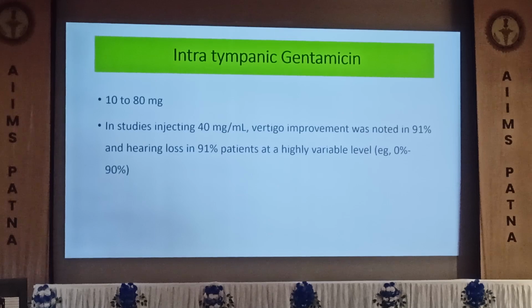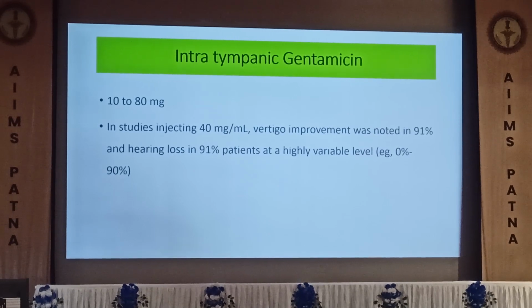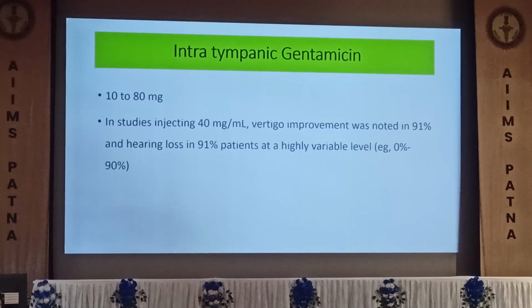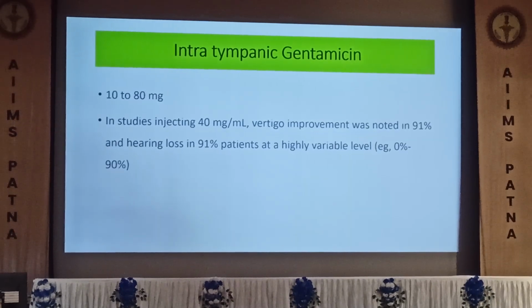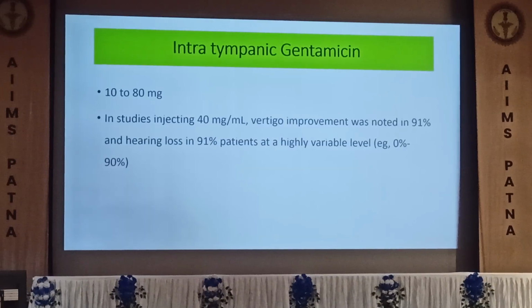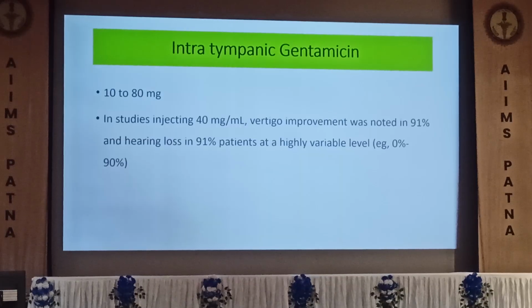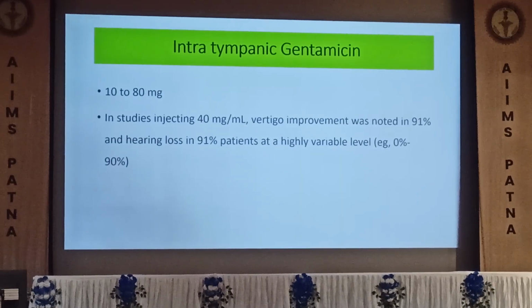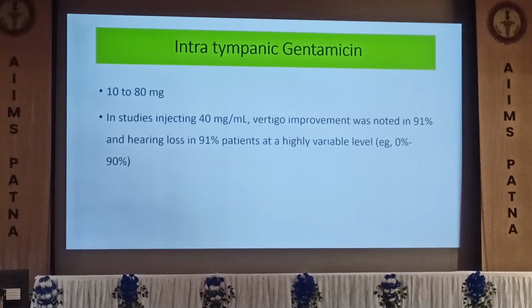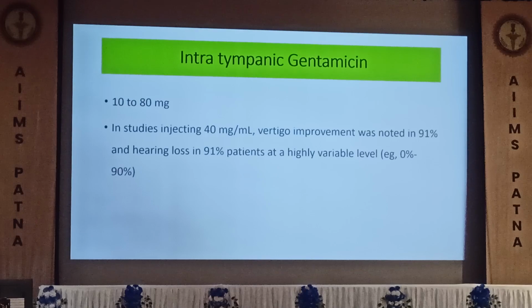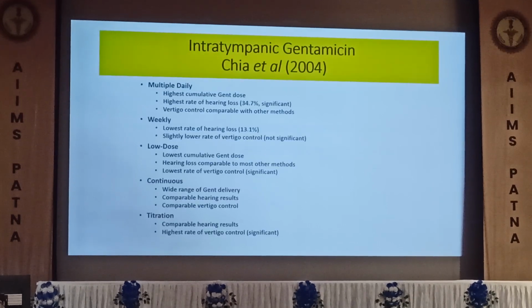But one of the best drugs for chemical labyrinthectomy is intratympanic Genta. Today, most of the Meniere's patients do not go for surgical management because of this wonder drug called intratympanic gentamicin. You can range from 10 to 80 milligram. In studies injecting 40 milligram per ml, vertigo improvement was noted in 91% and hearing loss in 91% at a highly variable level. So Genta we offer if you have moderate to severe losses, the patient has a lot of vertigo, quality of life is diminished, you offer them gentamicin.